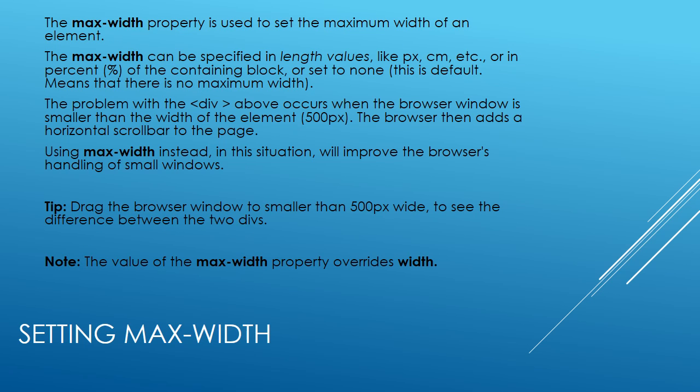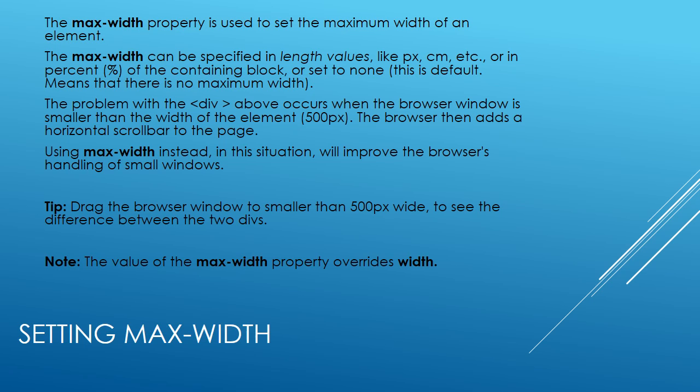The max-width property is used to set the maximum width of an element. The max-width can be specified in length values, like pixel, centimeter, etc., or in percent of the containing block, or set to none. This is the default, and means that there is no maximum width.